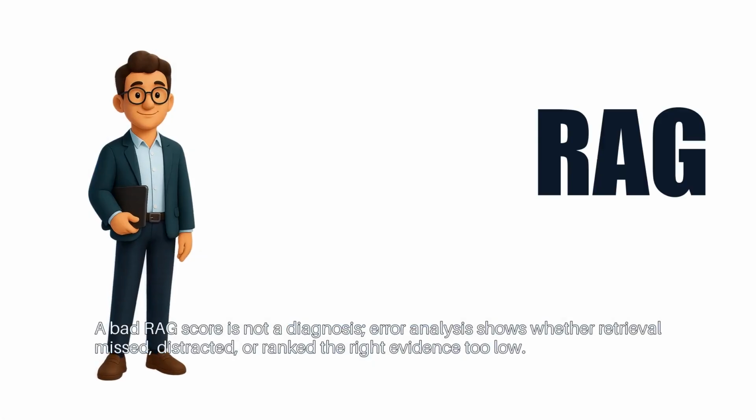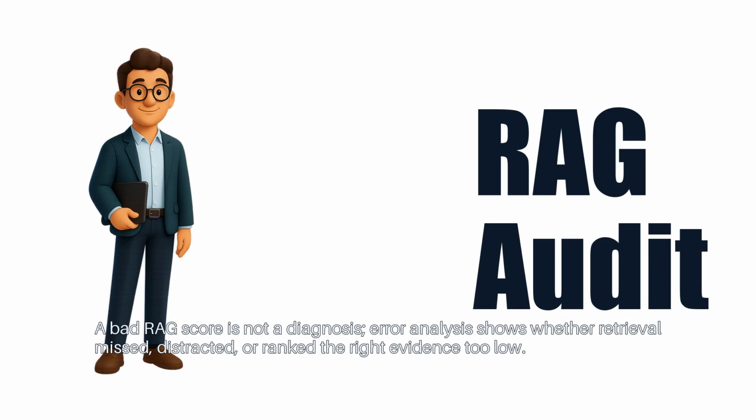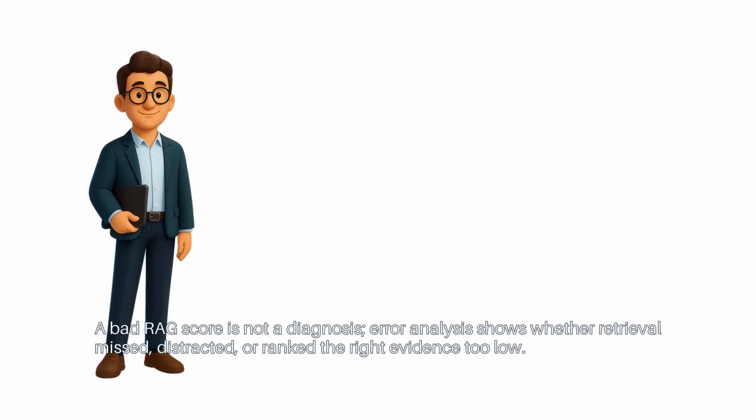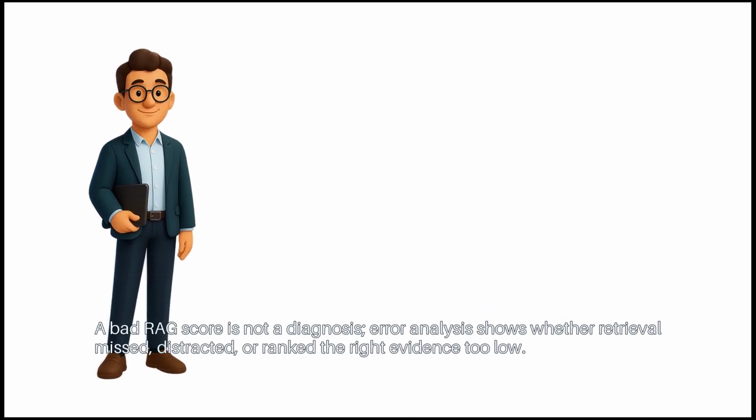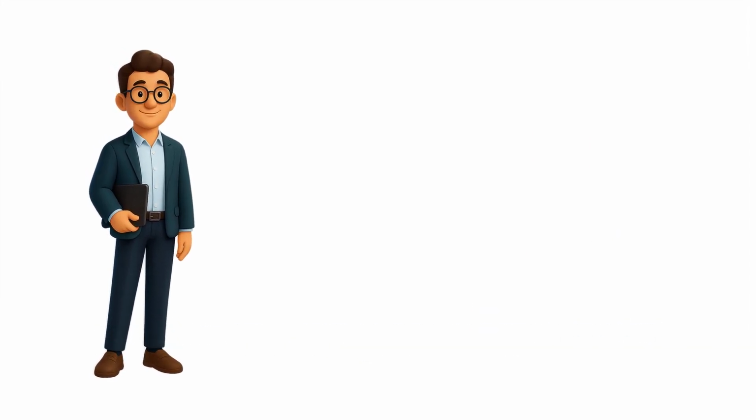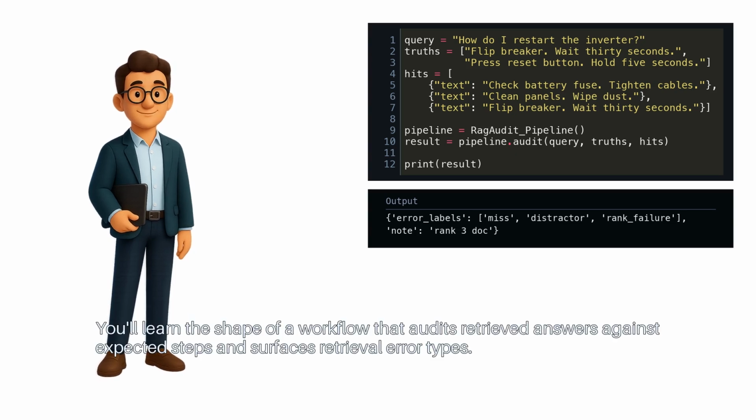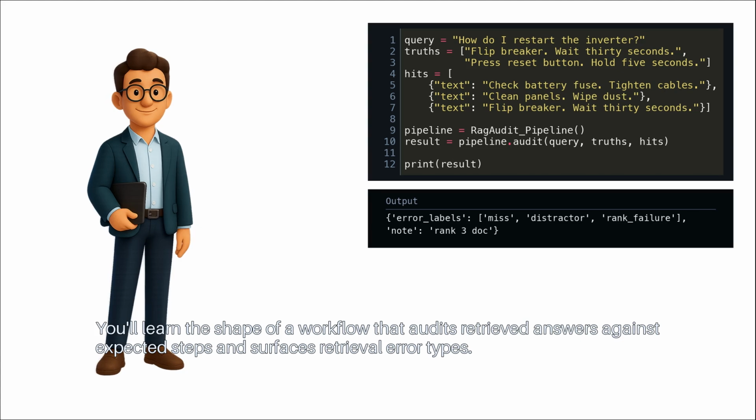A bad RAG score is not a diagnosis. Error analysis shows whether retrieval missed, distracted, or ranked the right evidence too low. You'll learn the shape of a workflow that audits retrieved answers against expected steps and surfaces retrieval error types.